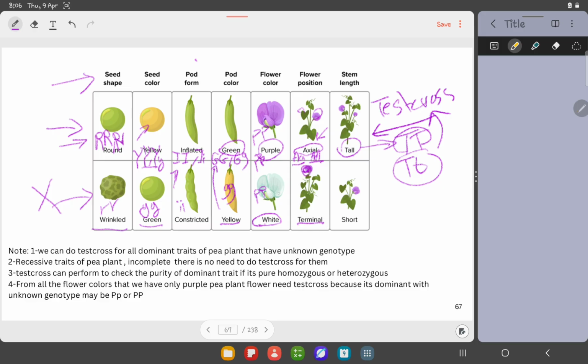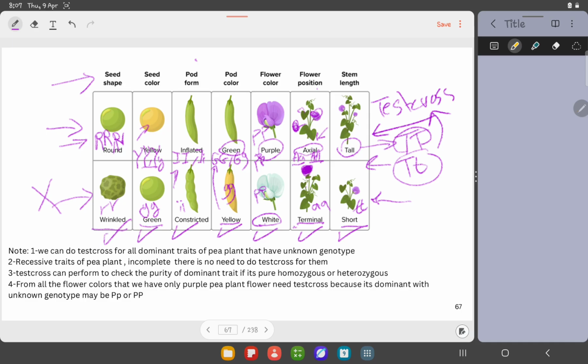And what about terminal? Please pay attention to this figure. You should memorize each one and whether it's dominant or recessive. For example, if you see the flower at the top, this is terminal. It's a recessive trait of the flower position, because if the flower is on the side it's axial, and if it's at the top or tip it's terminal, so it will be small a small a. What about short? It's small t small t. So you can see that for the recessive trait, you only have one genotype and you know it.